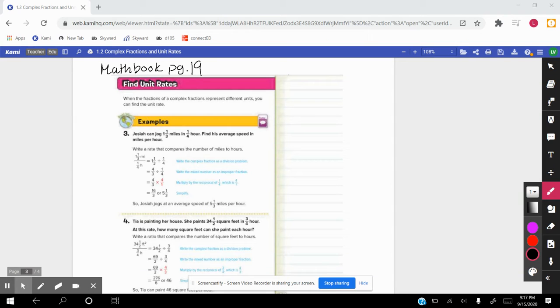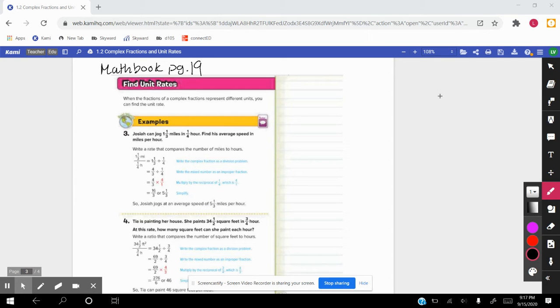So we're going to continue with your notes from Math Book page 19, Find Unit Rates. When the fractions of a complex fraction represent different units, you can find the unit rate. So we have examples. Number 3, Josiah can jog 1 1/3 miles in 1/4 of an hour. Find his average speed in miles per hour.